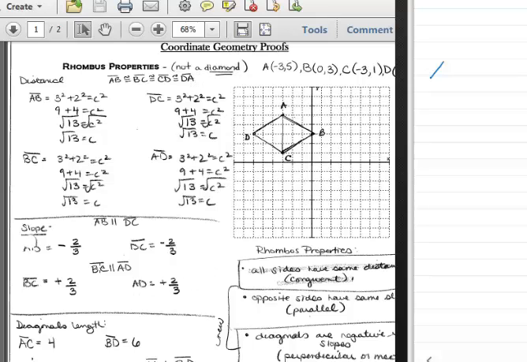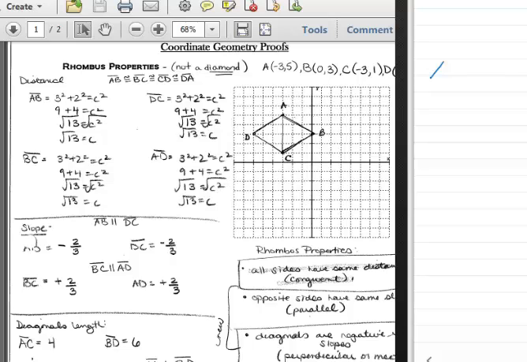This second bit of information here, you got two slopes the same, AB is parallel to DC. Same thing over here, two slopes are the same, they're parallel. These are not negative reciprocals, okay? They're not flipped, they're just negative. So that's why they're not making right angles here. They're not supposed to. A rhombus doesn't have all right angles, all the same.